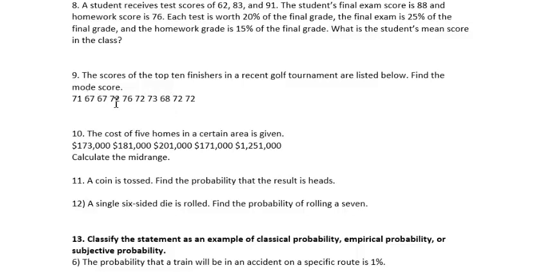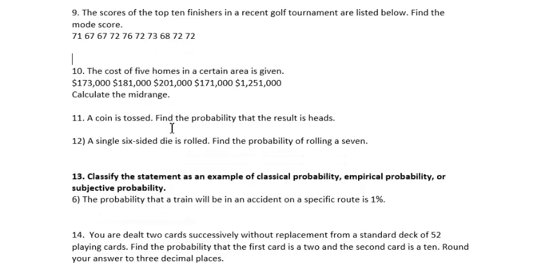We've got 168, 173, 171, so clearly 72 is the mode. If you wanted the median, you'd line them all up in order and pick the middle one. If you wanted the mean, you'd add them all up and divide by 10. If you want the mode, just see which one occurs the most often, and clearly 72 is the one that occurs the most often.